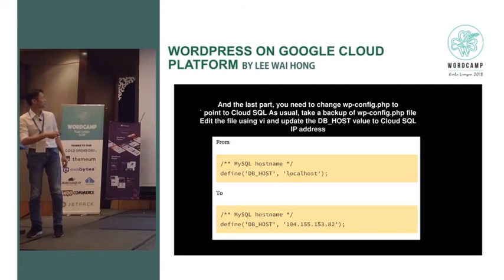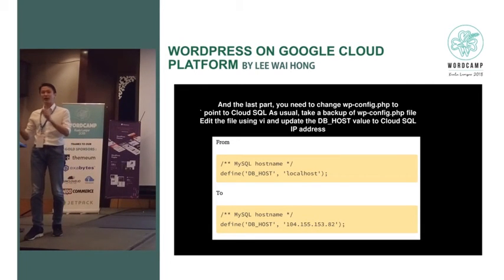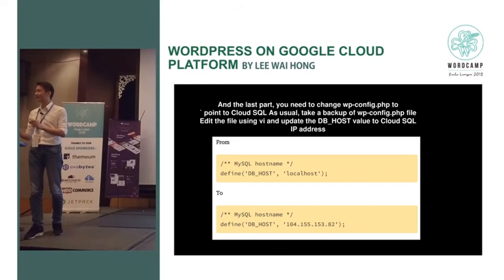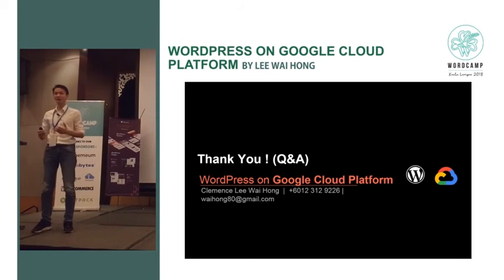So this is the final step, where you just change your localhost in wp-config.php to the IP that you got just now. Alright? So this is basically the mechanism that all works on onirabu.com.